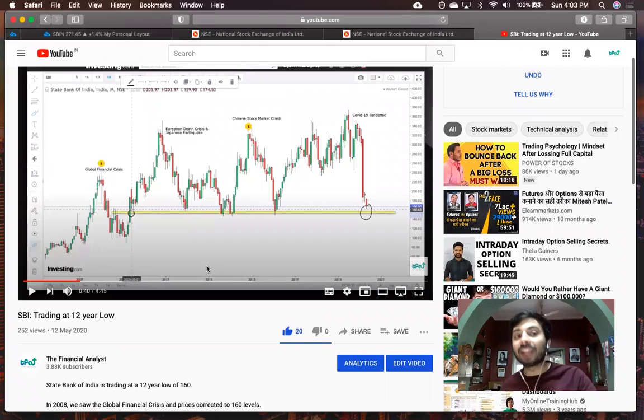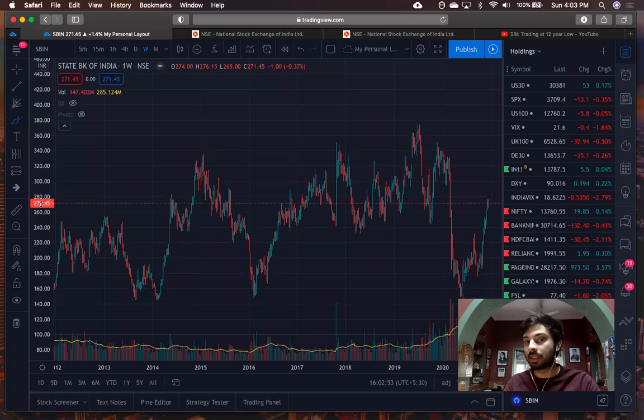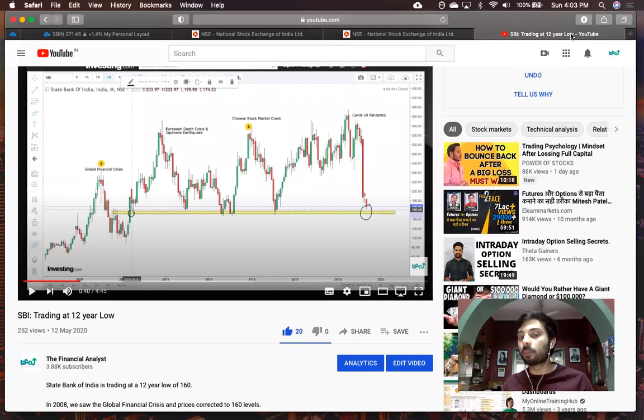And there are about 20-30% of people in our community who have bought SBI at 150. And you know where SBI is right now, 270. We didn't predict the top or bottom. We just used a multi-year level to guide us, to add consistency and to add value to our trades.